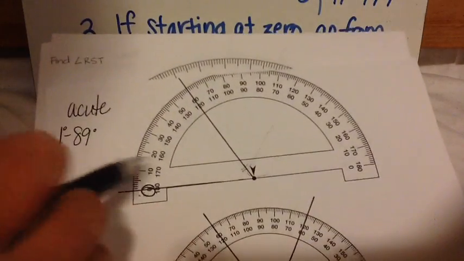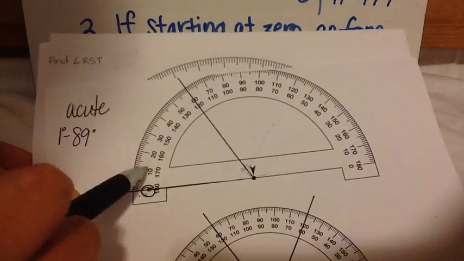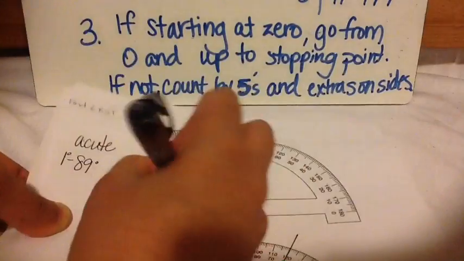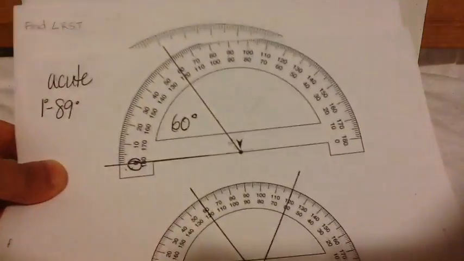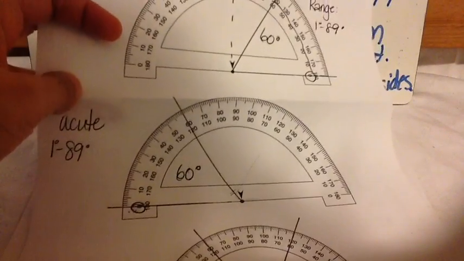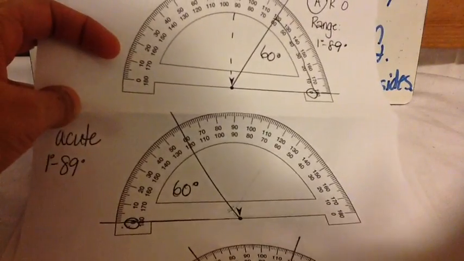So looking at this, starting at 0, count up, 10, 20, 30, 40, 50, 60-degree angle. This is a 60-degree angle. So this is exactly like this angle. I just wanted you to see that it starts the other way. And so you can get the same answer.